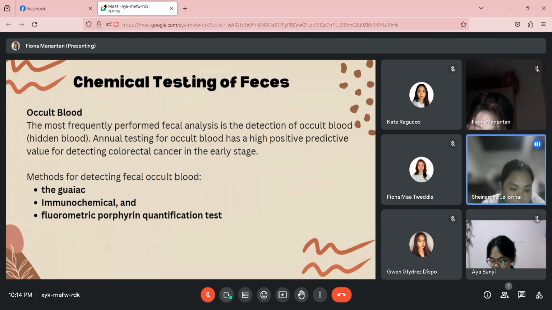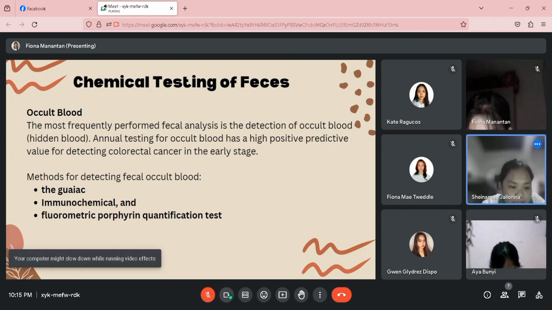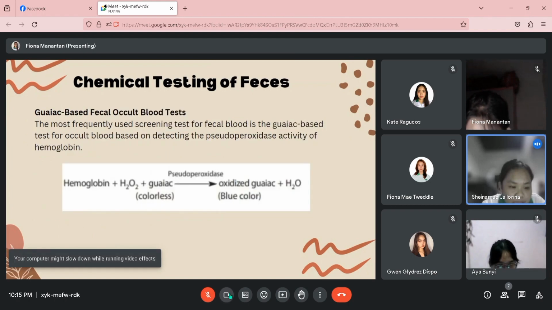Here are the methods for detecting fecal occult blood. The first ones are the guaiac, immunochemical, and fluorometric porphyrin quantification tests. Immunochemical tests and fecal porphyrin quantification tests are more sensitive and specific methods than the guaiac-based fecal occult blood test.